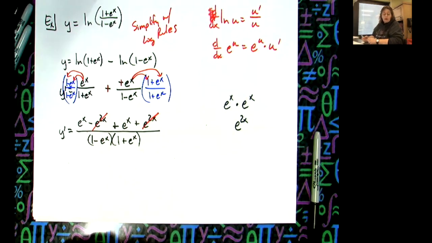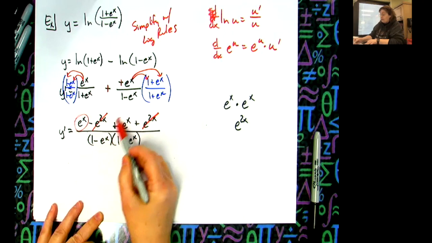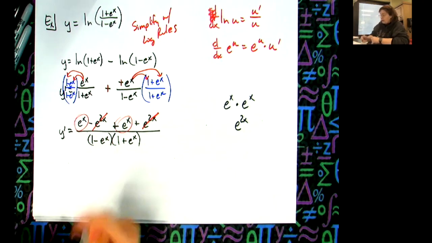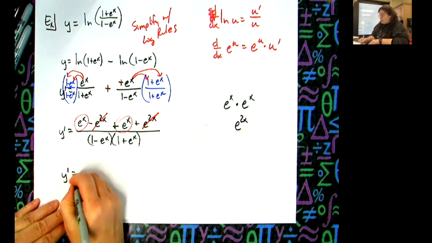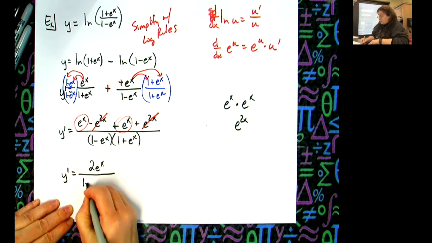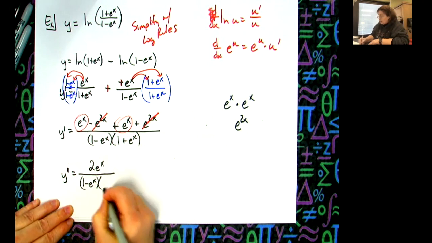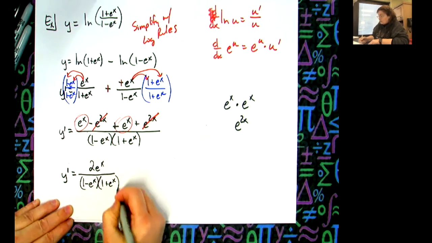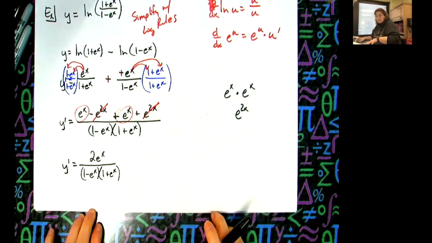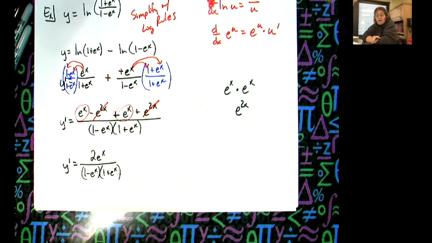That's good. All right, and then I'm going to have what? I'm going to have 2 of those. So then I'm going to have y prime is equal to 2e to the x all over 1 minus e to the x, and then 1 plus e to the x. Now, technically, that's a pretty good answer. I like that. All right, but could I simplify it even farther?